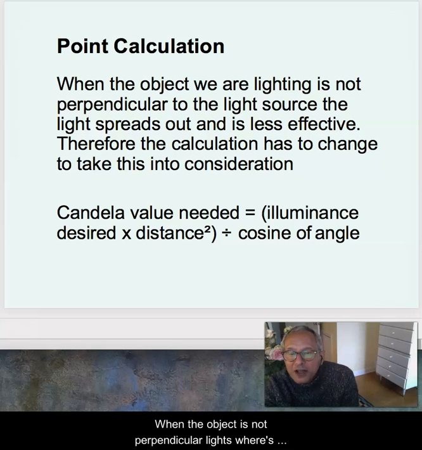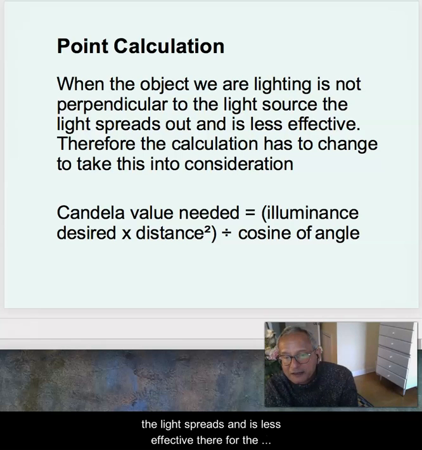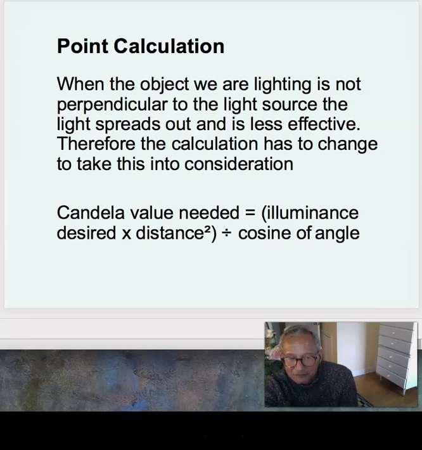When the object is not perpendicular to the light source, the light spreads out and is less effective. Therefore, the calculation has to take this into consideration. Candela value needed equals lumens desired times distance squared divided by, oh my gosh, trigonometry, the cosine of the angle. Simply know that these exist rather than worrying about having to calculate it.